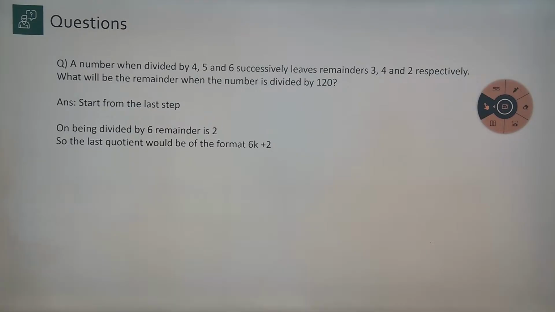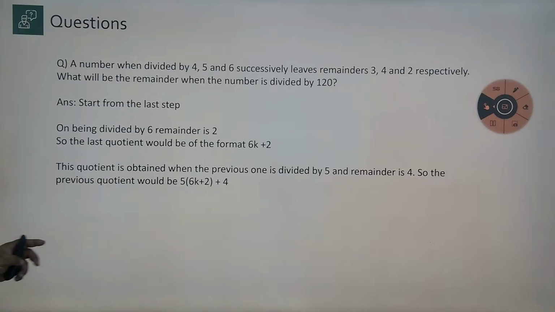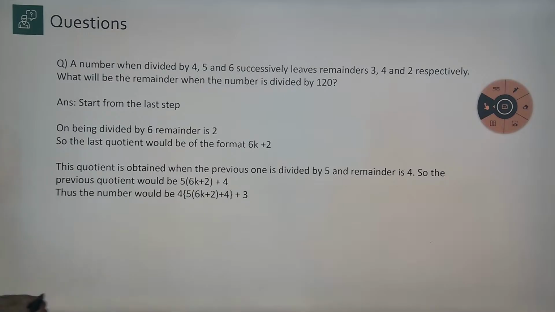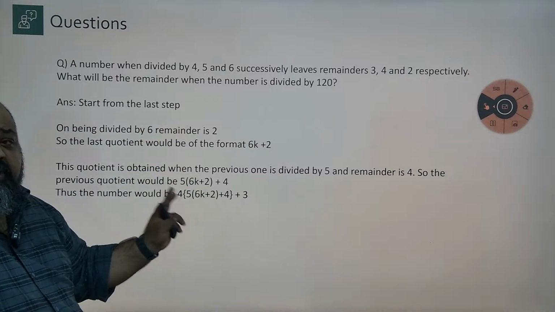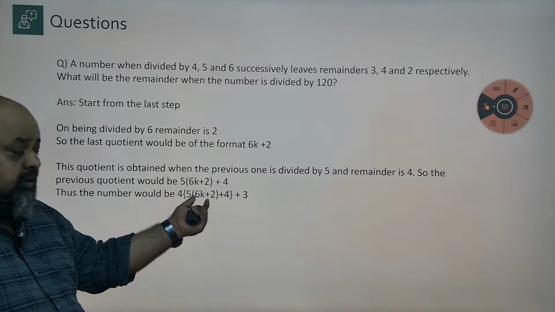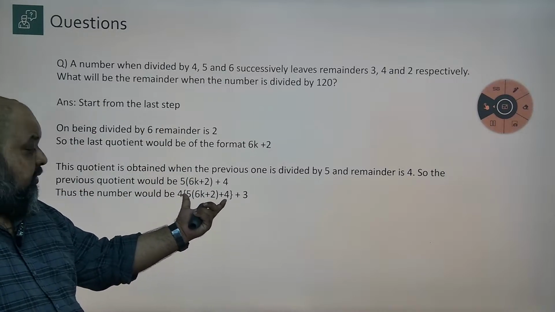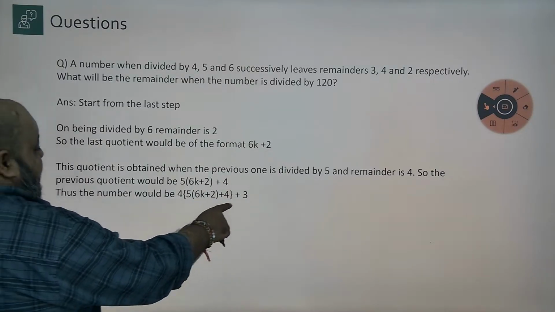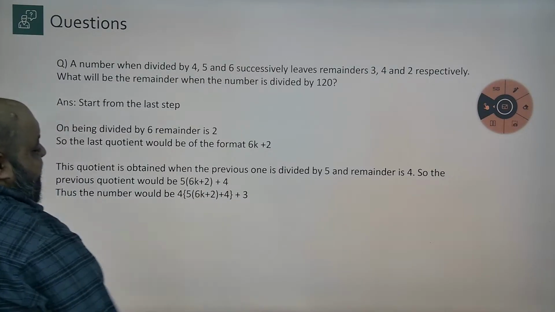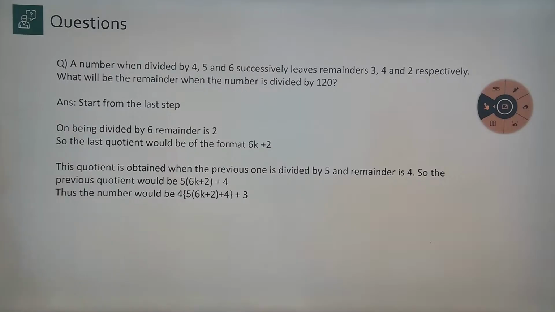And therefore, the number before this will be 5 divisor into quotient plus remainder. This will be the quotient for the first division. Therefore, the original number will be 4 into quotient plus remainder. So we've just written all the steps in the reverse order. 6k plus 2, 5 into 6k plus 2 plus 4, 4 into 6k plus 2 plus 4 plus 3. Remainders 3, 4, 2, divisors 4, 5, 6. This can be repeated without any exception.